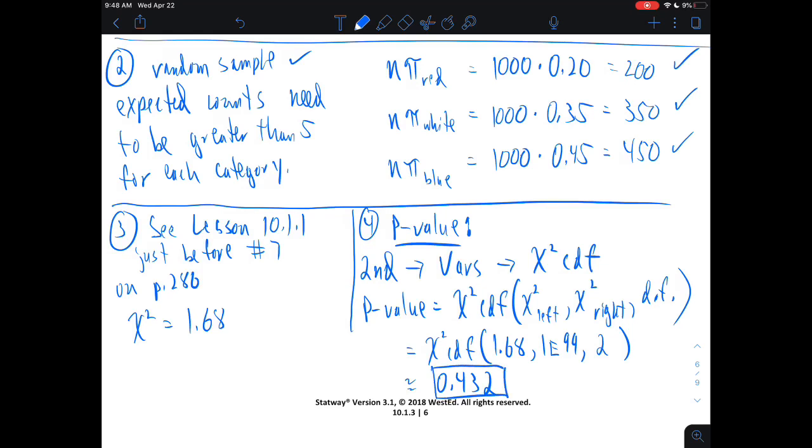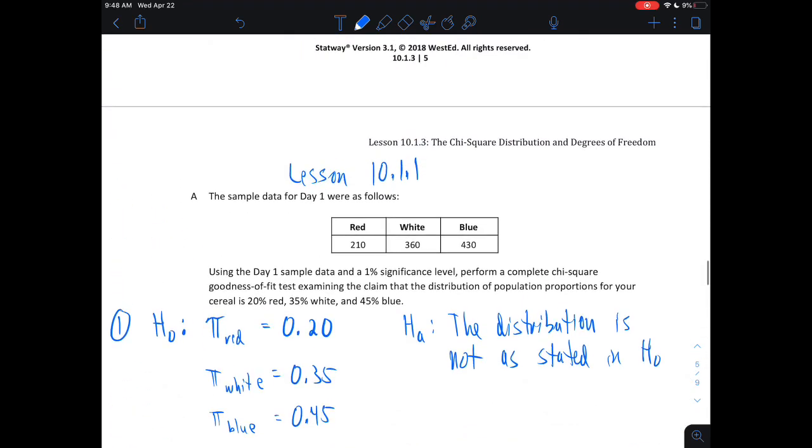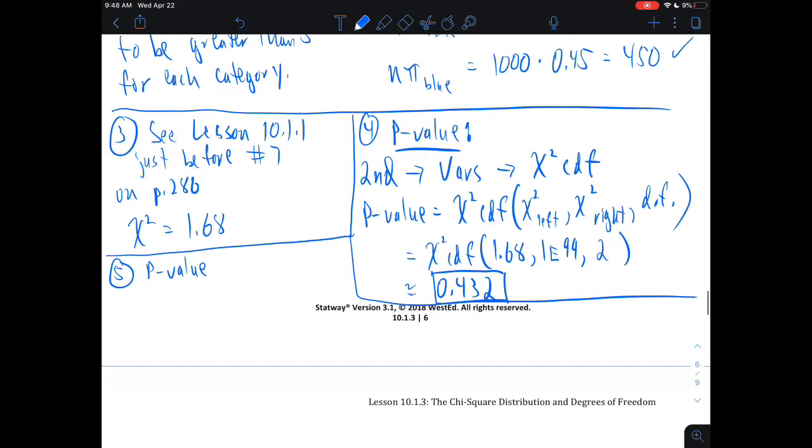Okay, so then finally, step 5. How does our p-value relate to alpha? Well, if our p-value is 0.432, that is definitely greater than alpha, which is 1%, or 0.01. So, this tells us that we fail to reject the null hypothesis.